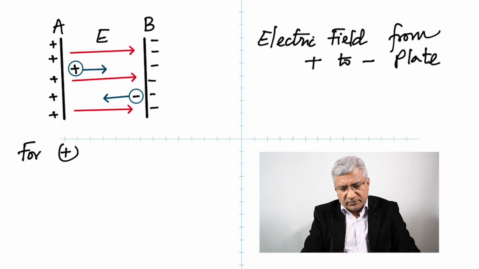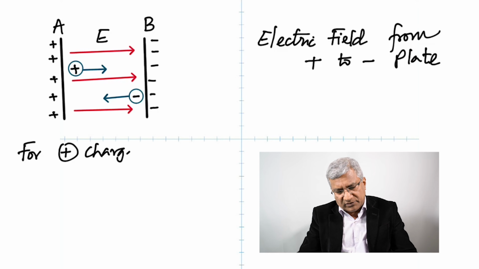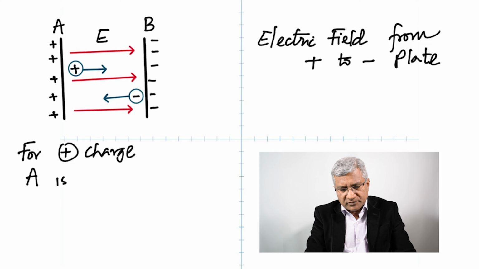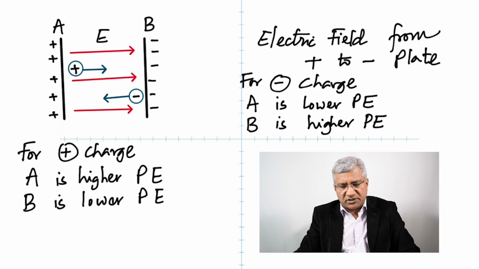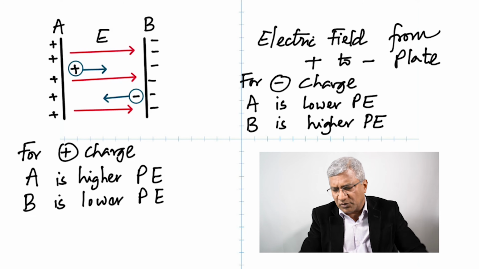Right. Okay, so that's what I'm writing here. For positive charge, there you go. A is higher potential energy. B is lower potential energy. For a negative charge, A is the lower potential energy. B is the higher potential energy. I told you that.